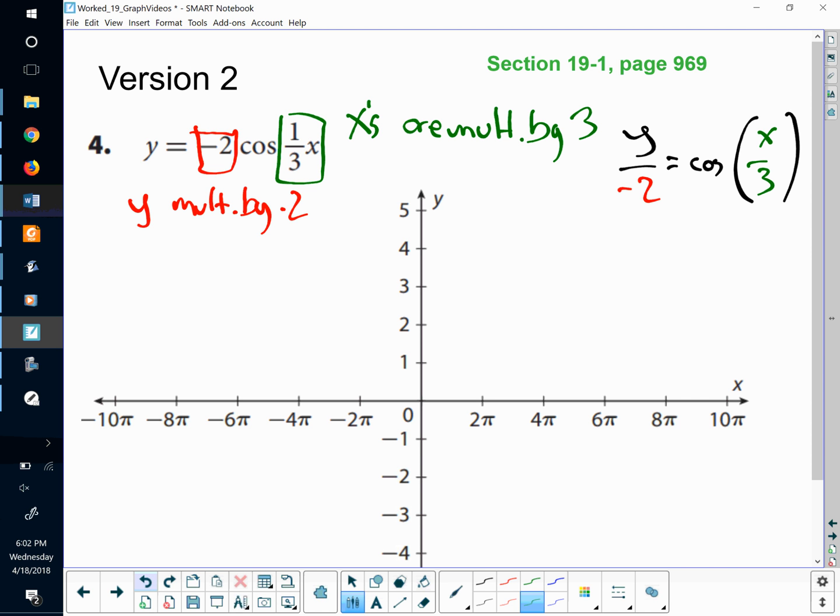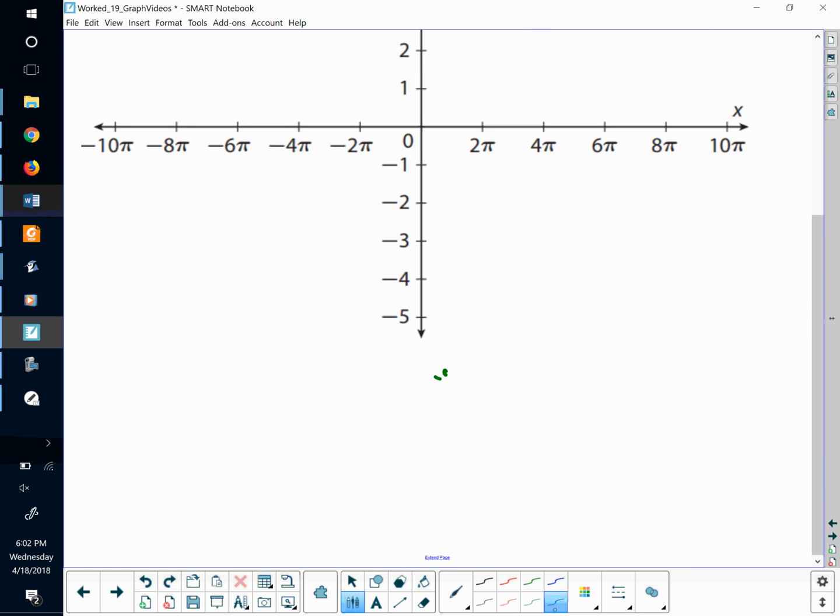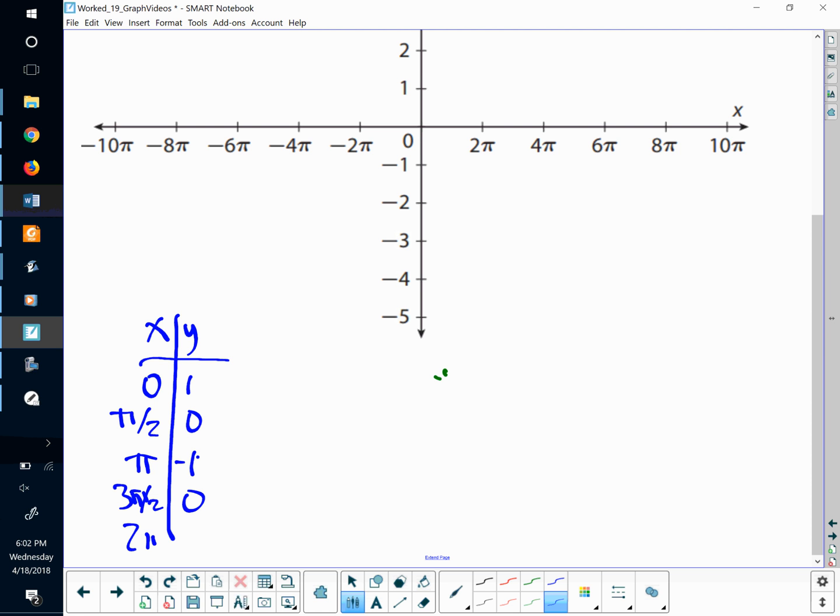Good. Start with our key points. Make a little more space. The key points on the graph. X, Y, 0 and 1. Pi halves and 0. Pi and negative 1. 3 pi halves and 0 again. And 2 pi and 1.